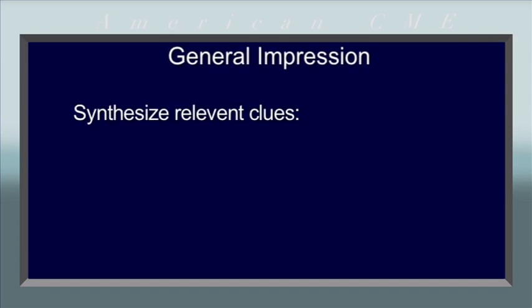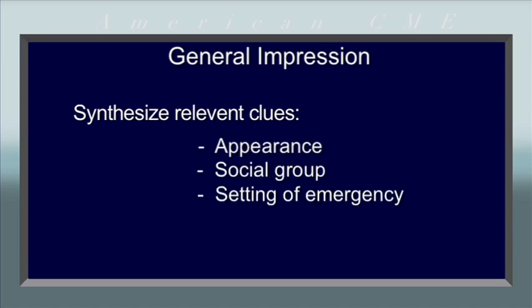The key word to consider here is synthesis. When forming a general impression, we must synthesize relevant clues which, when considered together, begin to move us down the path of uncovering the underlying cause. Relevant information may include the patient's appearance, which social group they belong to, and the context or setting the emergency has occurred in. It also includes the patient's approximate age and gender. How the patients appear can indicate the severity of the emergency and clarify its medical nature.